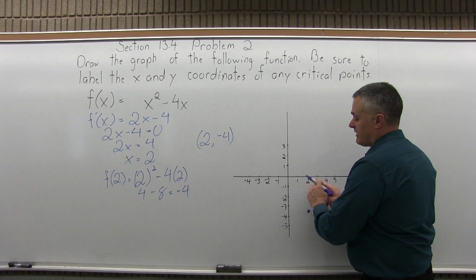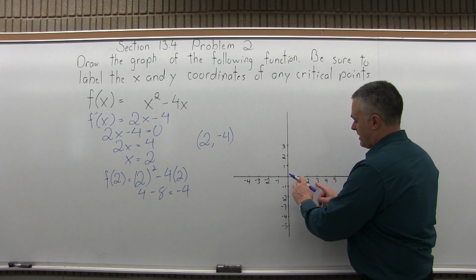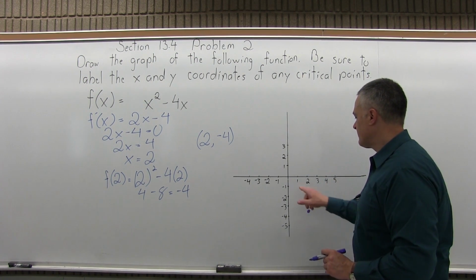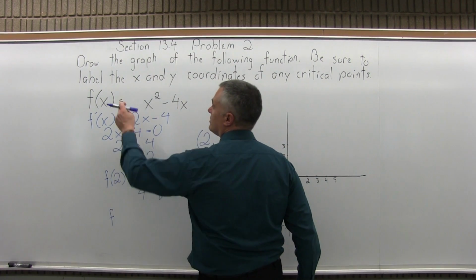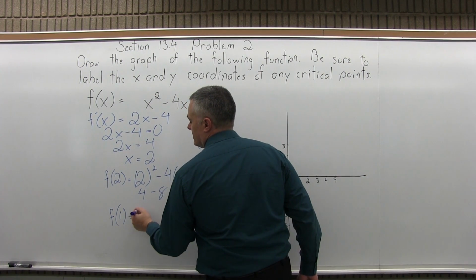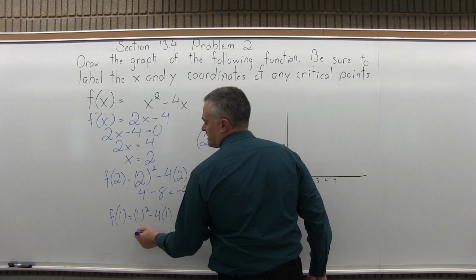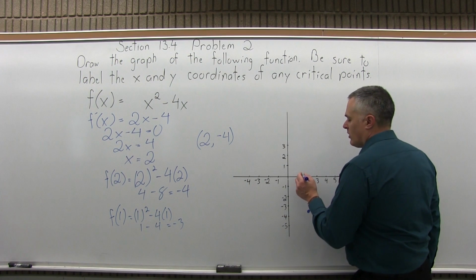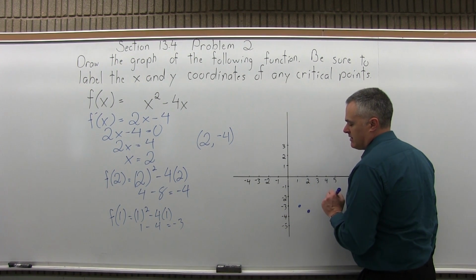If I just go 1 to the left and 1 to the right, I can find my value of if it is going up or down. So let's plug in 1 and see what we get. And again, plug the 1 into f of x, not f prime. So f of 1 is 1 squared minus 4 times 1. So that's going to be 1 minus 4, which is negative 3. So if I go over 1, I am down 3.